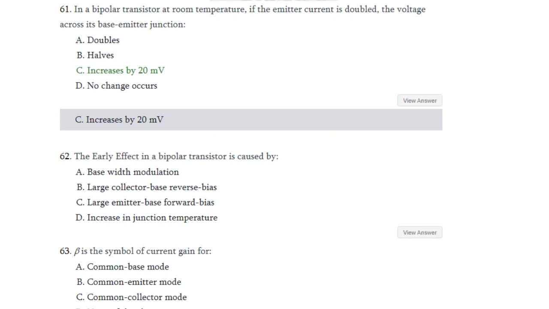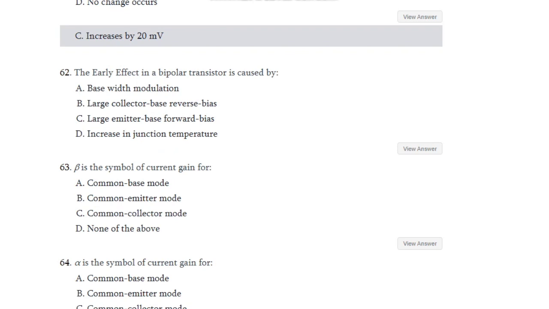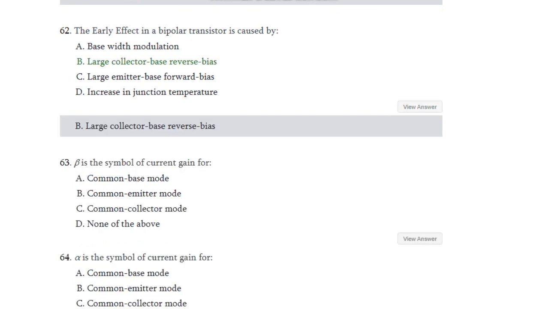Question number 62: the early effect in a bipolar transistor is caused by: first, base width modulation; second, large collector base reverse bias; third, large emitter base forward bias; and fourth, increase in junction temperature. And the answer is B, that is large collector base reverse bias.